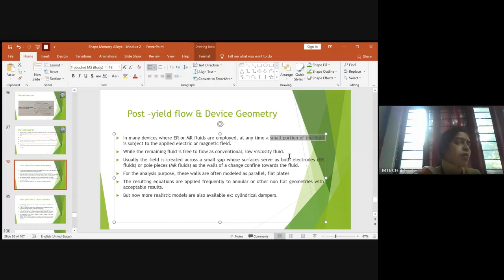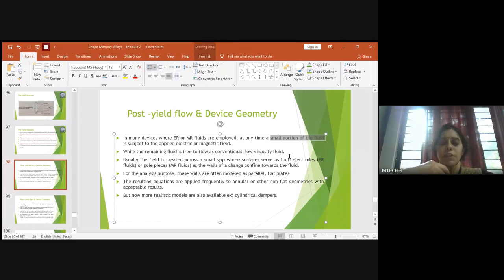viscosity fluid. So what you have to understand here is you have a fluid film which is moving from this end to this end. Above this you have a top layer and bottom layer. Now you are subjecting the electric field, considering that it is an ER fluid. When you subject an electric field, you will subject it for some small area. Suppose you have the fluid from 0 to 10 centimeter, you are applying the electric field from 0 to 4 centimeter only.